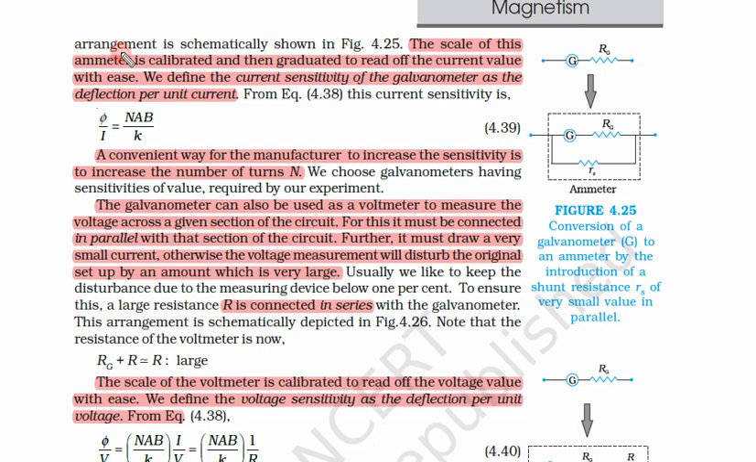Now this arrangement is shown in figure 4.25. So here we can see the scale of this ammeter is calibrated. We will understand this figure. First let us understand this figure. So this was the resistance of this galvanometer. This is the resistance of this galvanometer.